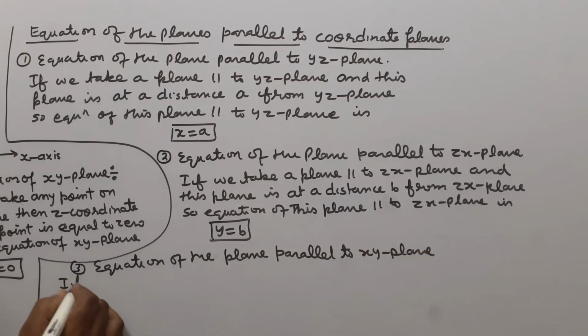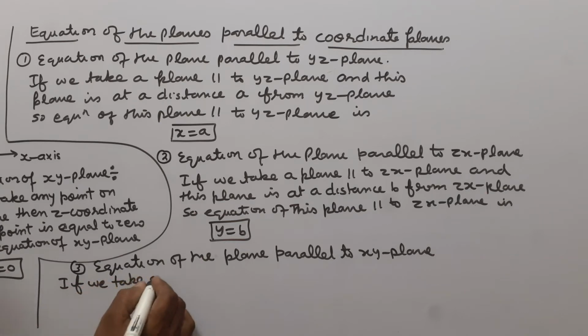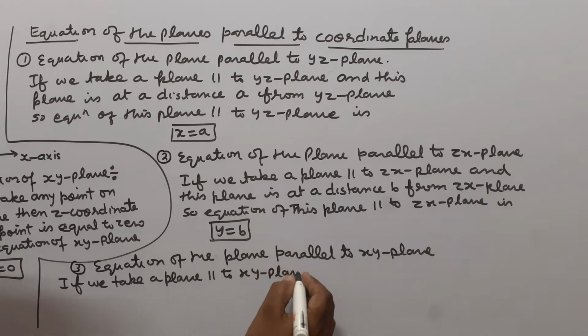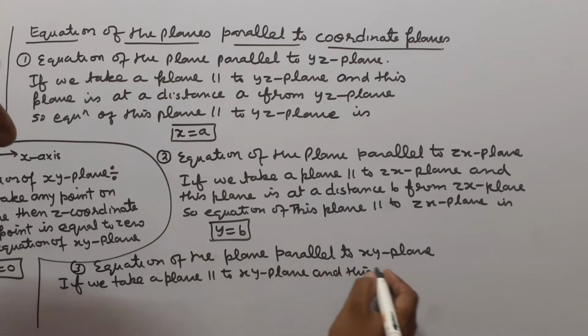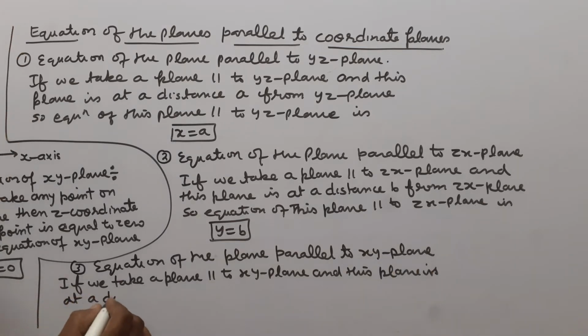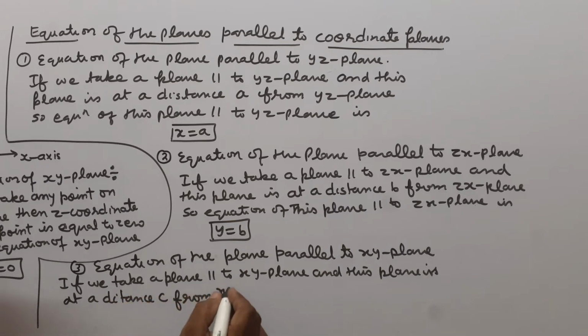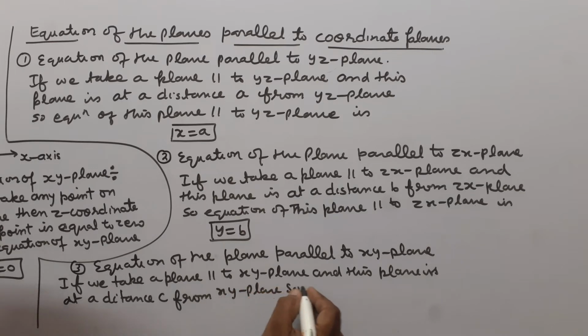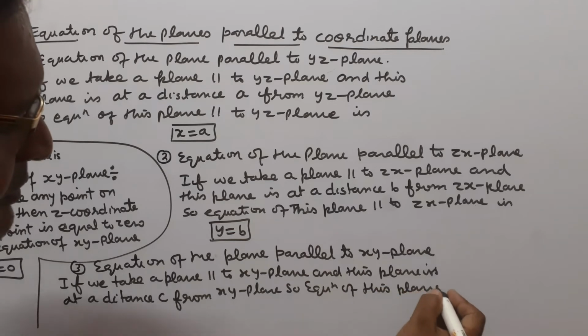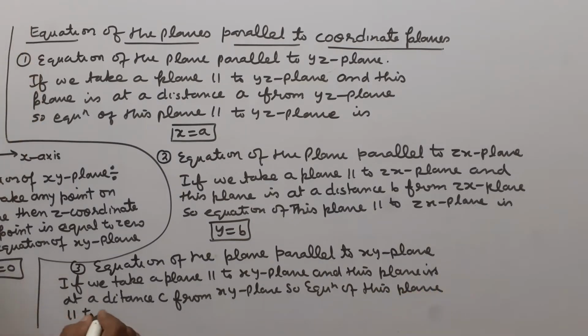So if we take a plane parallel to the xy plane, and this plane is at a distance c from the xy plane, the equation of this plane parallel to the xy plane is z is equal to c.